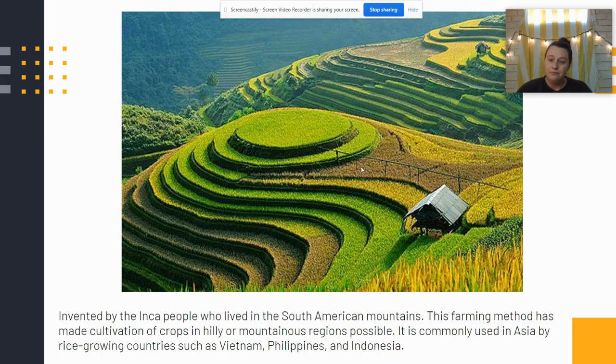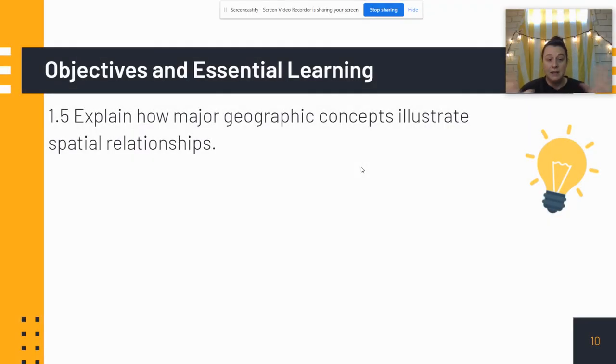So, these are the major geographic concepts when we consider the interactions between humans and their environment. Is it possibilism or environmental determinism? Can we modify the environment to meet our needs, or does the environment ultimately determine human culture and society?